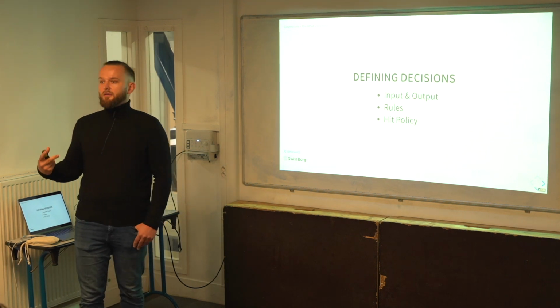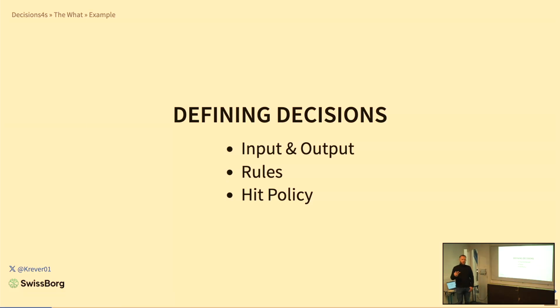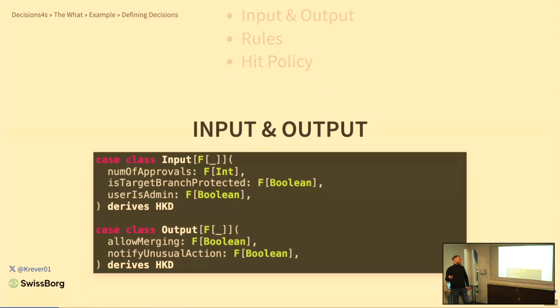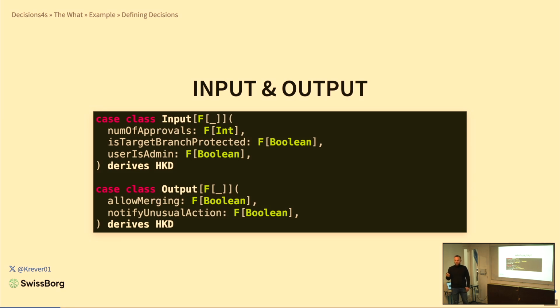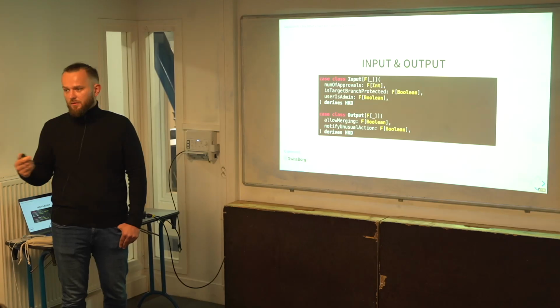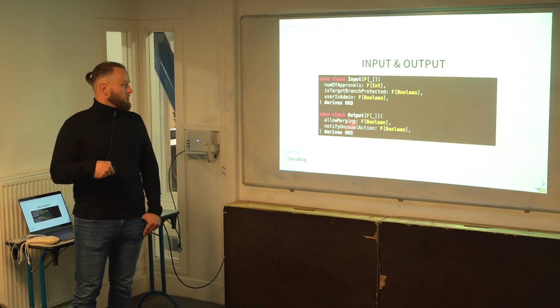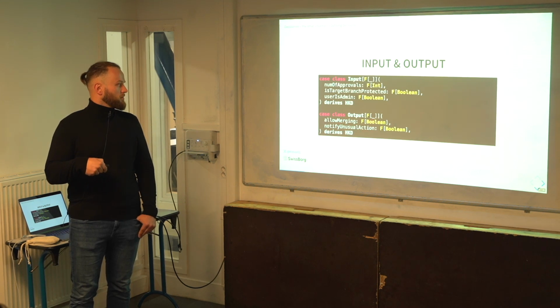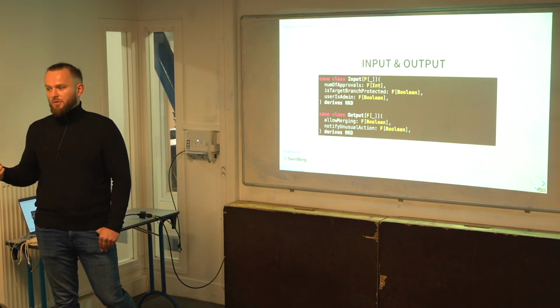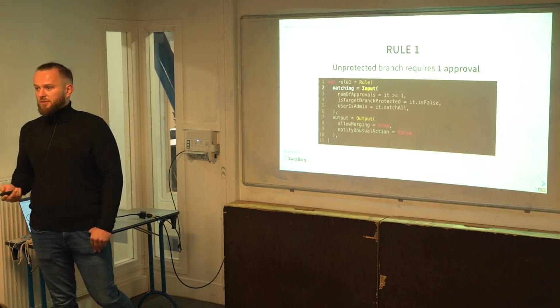We will be defining decision tables. Decision table, in that case, has input and output, which is self-explanatory. It has rules and a hit policy. Let's take it one by one. Input and output, as you can imagine, we have those fields. So on input, number of approvals, which is an int, information if the target branch is protected, which is a Boolean, and information if user is an admin, which is also a Boolean. We have the output, which says should we allow merging, Boolean, and should we notify about unusual action, also a Boolean. And we start defining the rules.